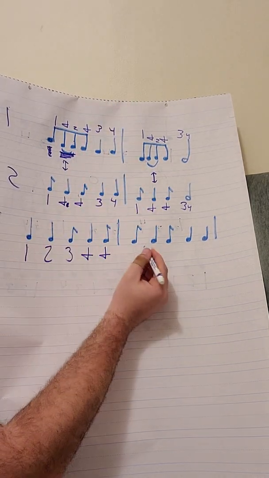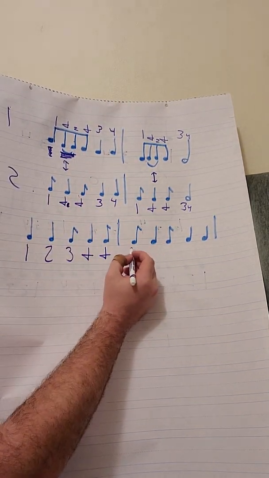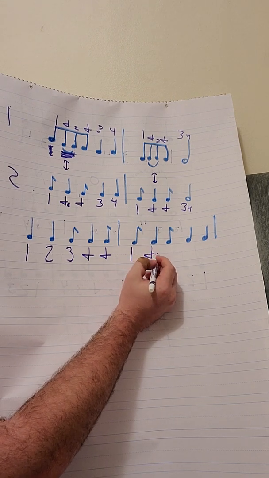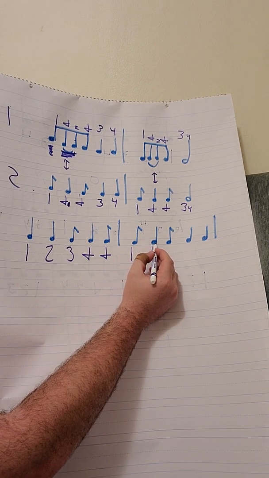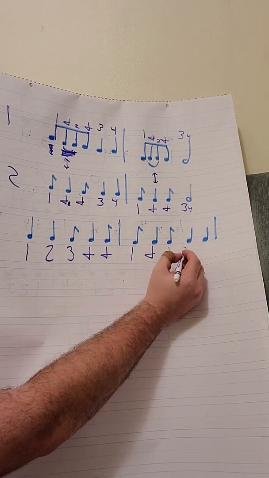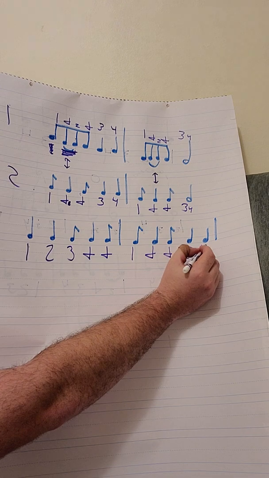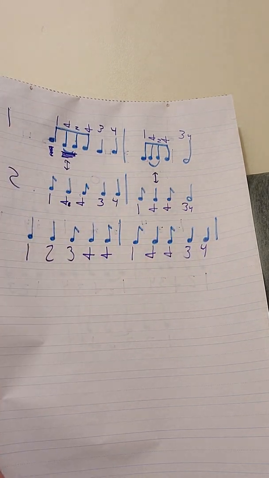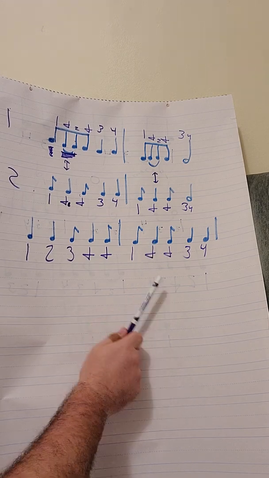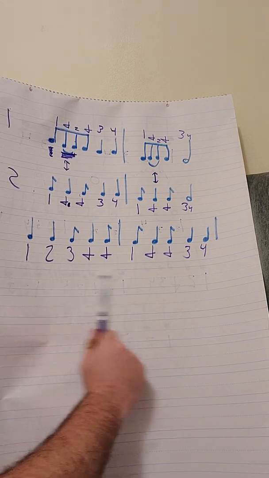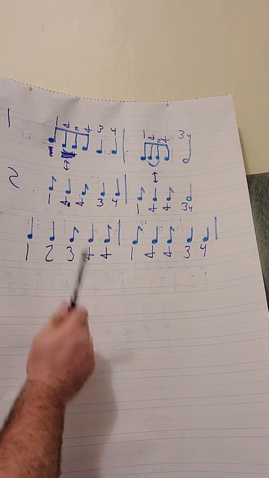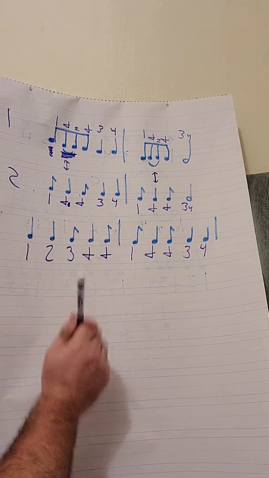All right, and then we look at the second measure. We start off with an eighth note. So 1. Every time we have an eighth note, there's got to be an and. So there's our and. 2 would be in that quarter note. So we got and then 3, 4. So the second measure would be 1 and 3, 4. Okay. Now we put them together. This is what they're going to sound like. 1, 2, 3, and 1 and 3, 4.